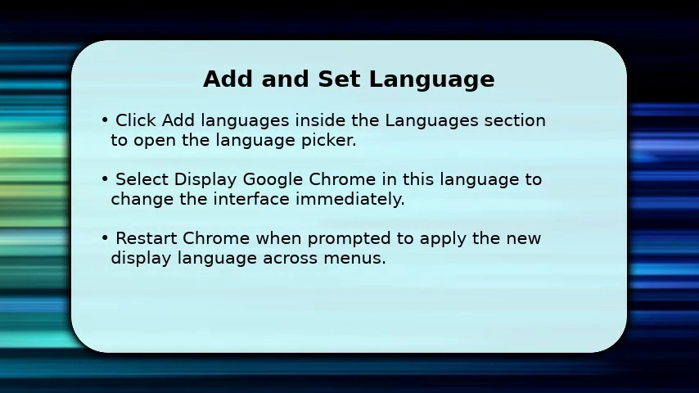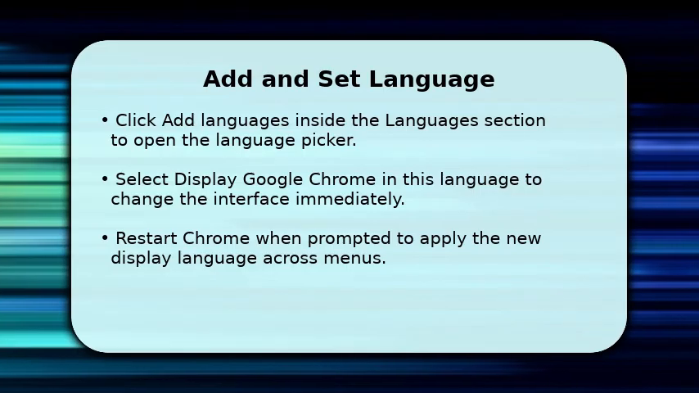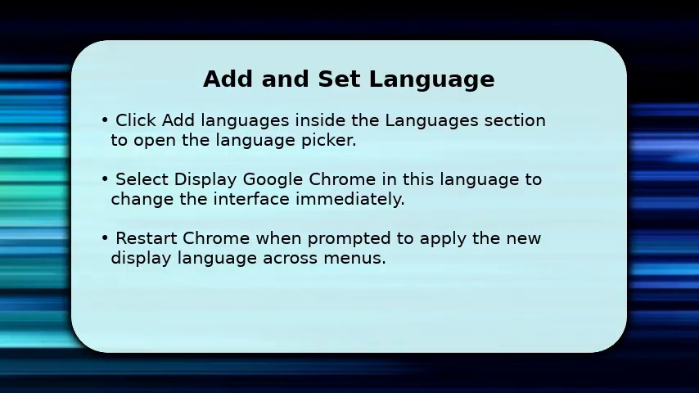Click Add Languages inside the Languages section to open the language picker. Search for your desired language using the search field at the top. Check the box next to the language name and click Add to install it. After adding, click the 3 dots beside the new language for options.